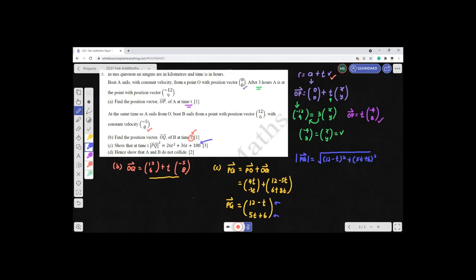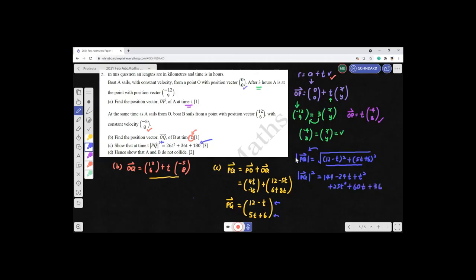Because they brought the square root to the other side. Yes, correct. Because here there is a square, so I bring the square root to there. The magnitude of PQ squared, it will expand the inside. Okay, expand the inside. So I will get 144 minus 24t plus t squared, plus 25t squared, plus 60t plus 36.